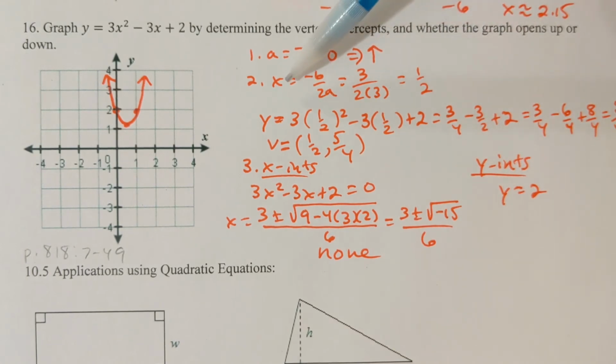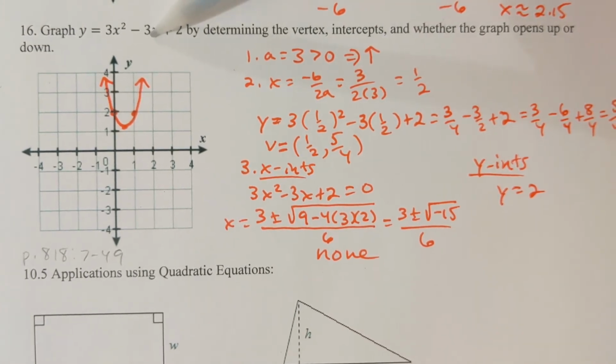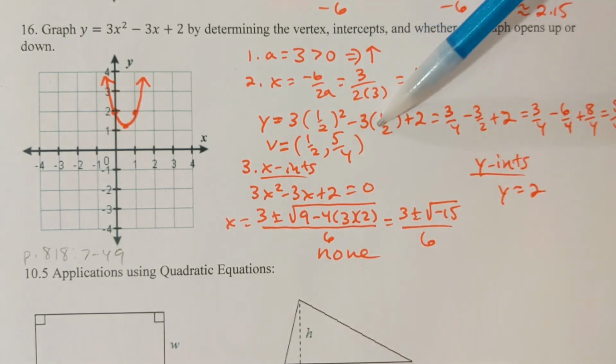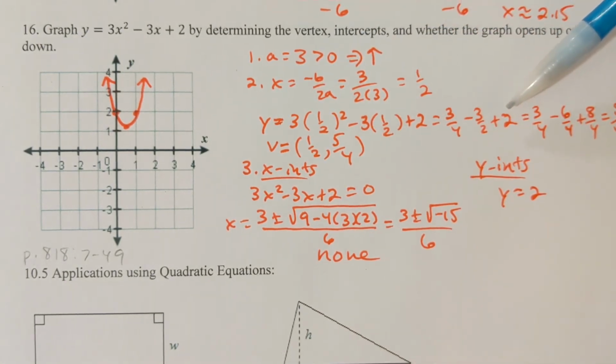The vertex, okay, x is, we want the opposite of b over 2a, so that's going to be 3 divided by 2a, 2 times 3 would be 6. 3 over 6 is 1/2. So then to get the y-coordinate, I would need to plug 1/2 into the equation there for x. I've done that. 1/2 squared is 1/4, times 3 is 3/4. I'm subtracting 3/2 and then adding 2.